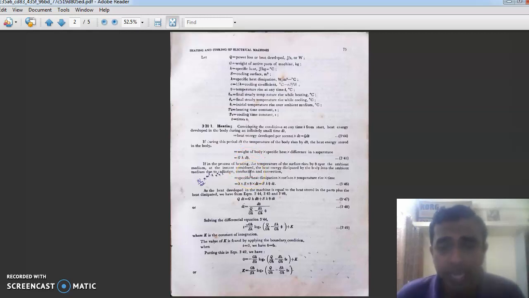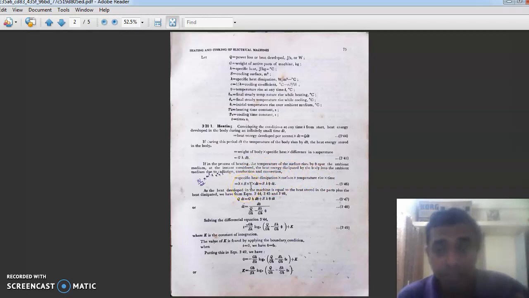So when does the heat dissipate? Heat will dissipate only when there is a temperature rise over the temperature of the ambient medium. When the temperature of the body rises above the ambient medium, heat will dissipate by three modes: radiation, conduction and convection. So that is specific heat dissipation into surface, into temperature rise, into time. Specific heat dissipation is h, and S is the cooling surface area in meter square.